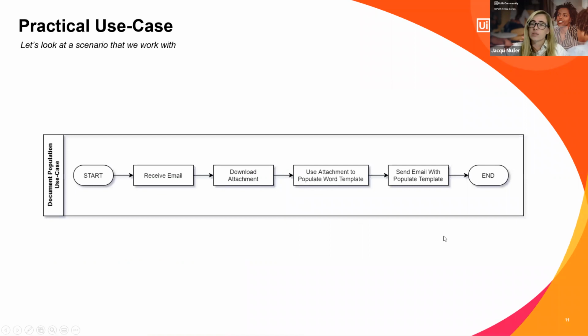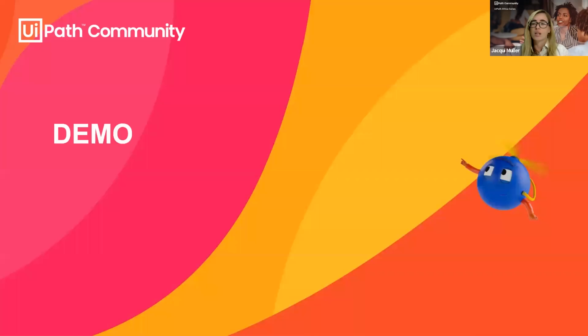Now, if we look at this in terms of a business process flow, we'd see that when we're starting, we are receiving the email, we're downloading the attachment, and we're then going to use that downloaded attachment to populate the Word template that we have. Then we're going to send that email with the populated template to the person we put into the To field. In this case, it's going to be the person that sent the mail initially. So the person who got the mail is going to receive the email itself. But I'm going to show you how we can change that up just for these demo purposes as well. So if there are no questions, I'm going to move over to the demo.